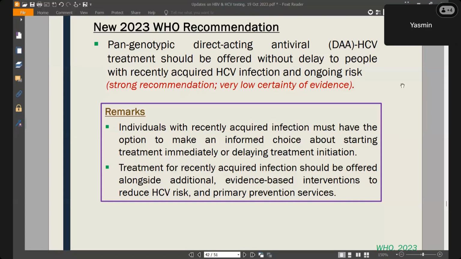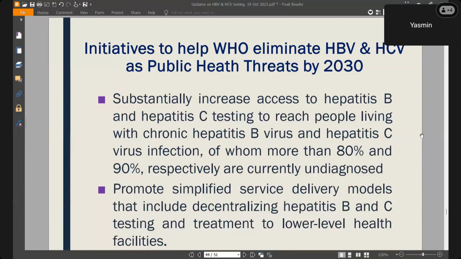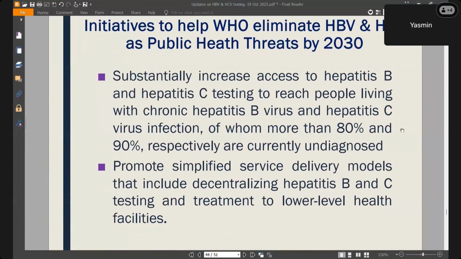So why did WHO make that push? Right, next slide. Why this new recommendation this year? The reasons for the update, next slide, are these. The Global Health Initiative, initiated by WHO, talked about wanting to eliminate not just Hep B and Hep C. I only talk about Hep B and Hep C because of course there's HIV and all the STDs and all that. But by 2030, and we are now in 2023, not very far ahead, I'll just highlight two initiatives related to testing. There should be a substantial increase in access to Hep B and Hep C testing to reach people living with chronic Hep B and Hep C, for whom this is 2012.